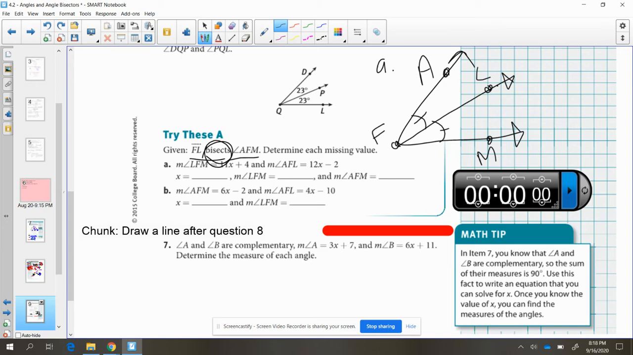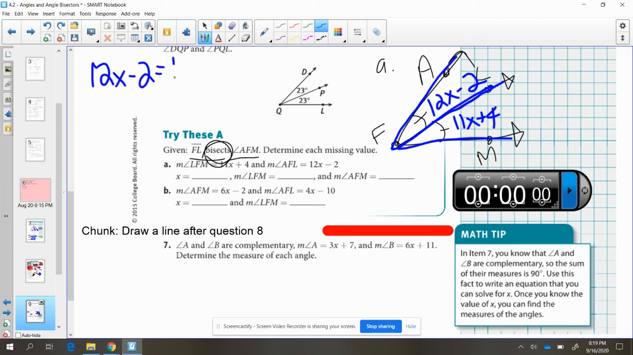Now, in this first problem, they are giving us that angle LFM is 11x plus 4, and AFL is 12x minus 2. Well, what do you know about these two angles? Because of that keyword bisects, we know that they are equal to each other. So 12x minus 2 is going to equal whatever 11x plus 4 is.